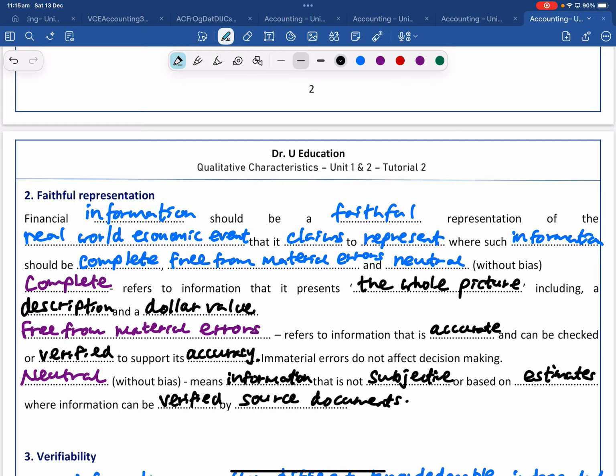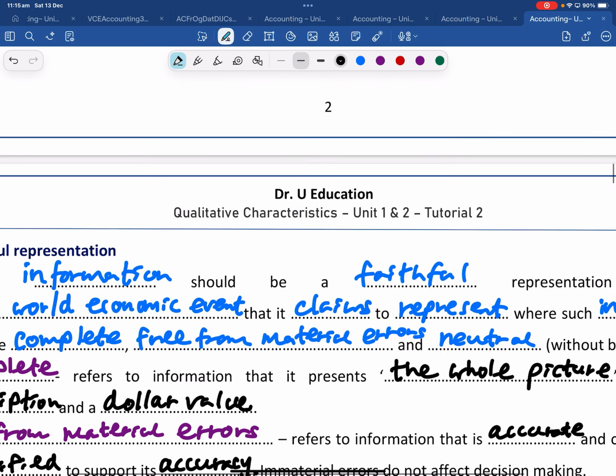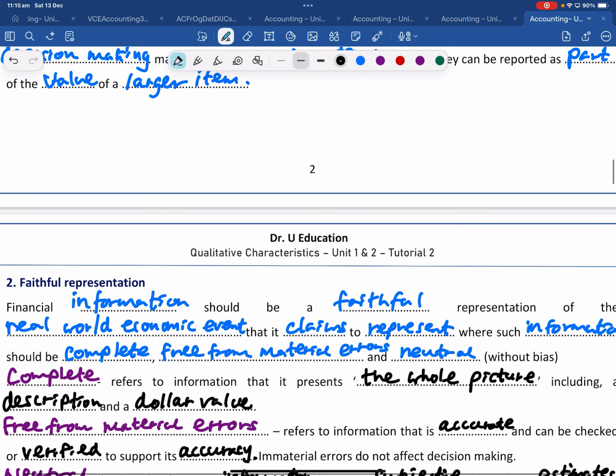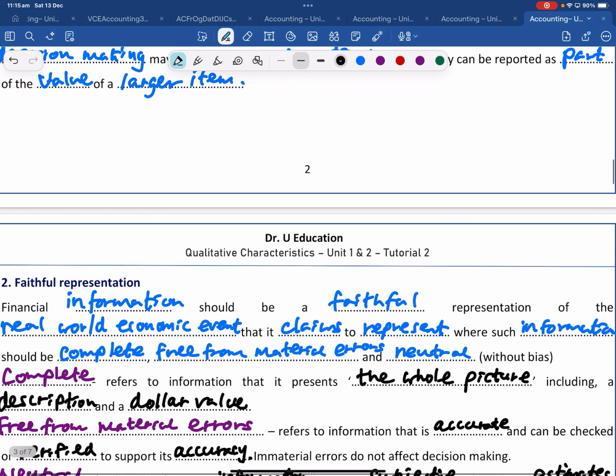Now in this one, guys, mainly in this definition, faithful representation means what I have written in blue, up to without bias. Then the rest is the explanation. So it has mainly four components in this definition. First one is real world economic event. What do you mean by real world economic event? What has happened in reality?